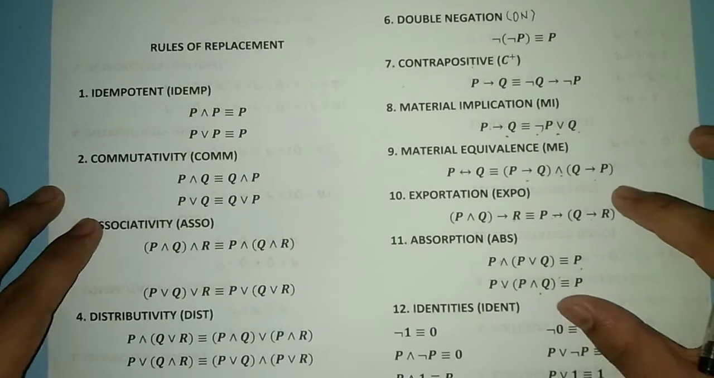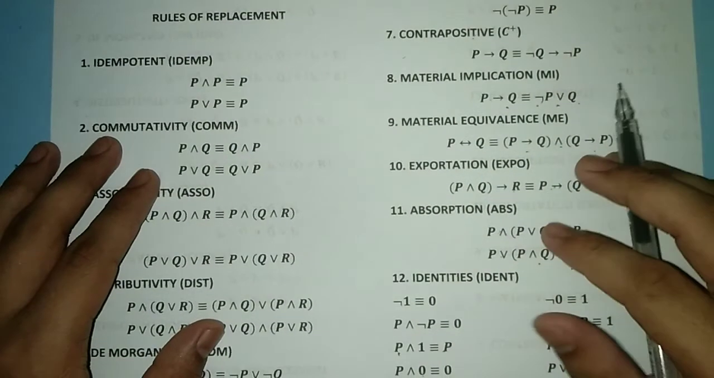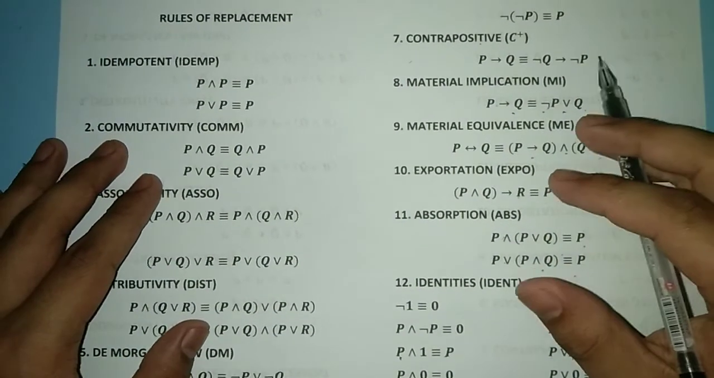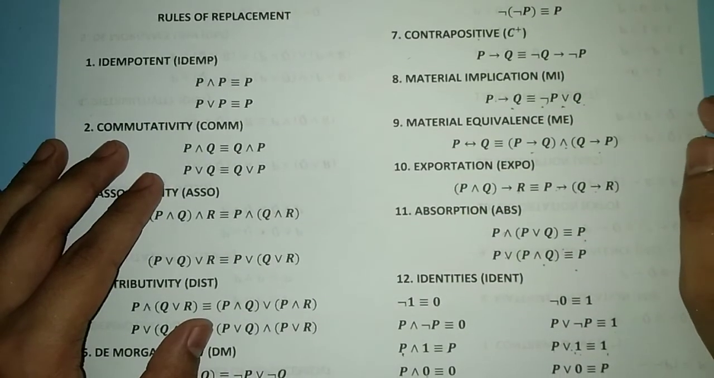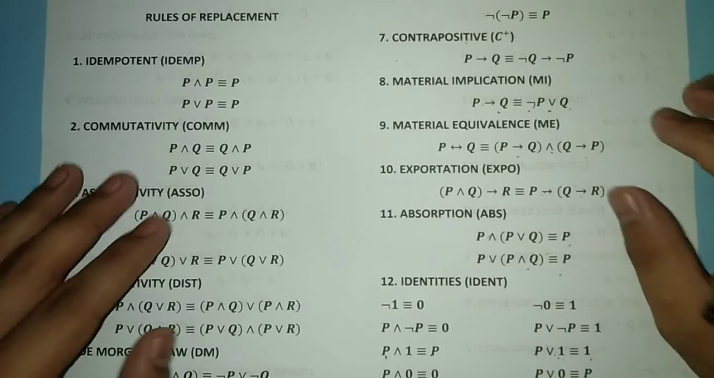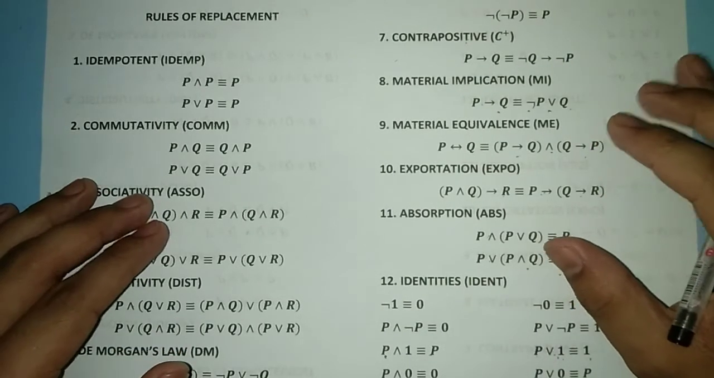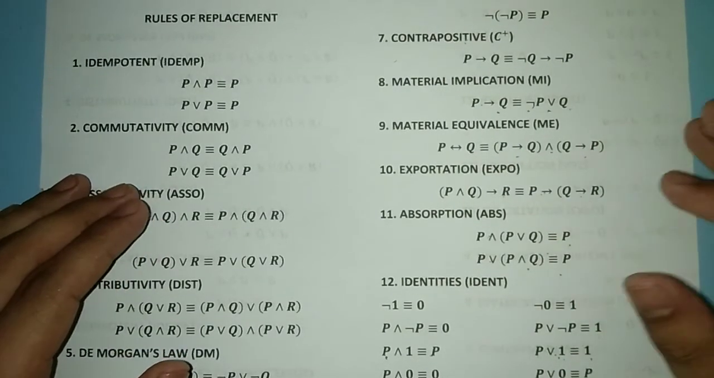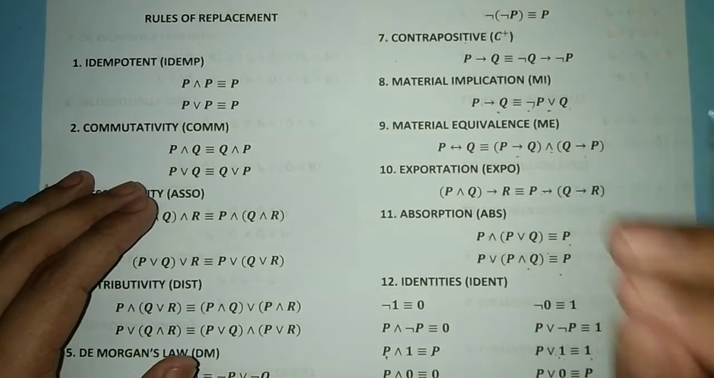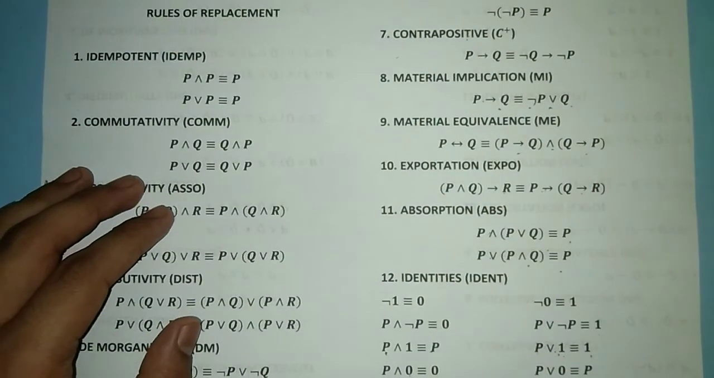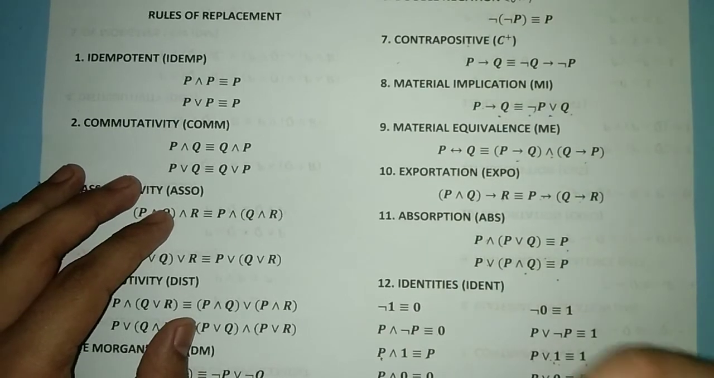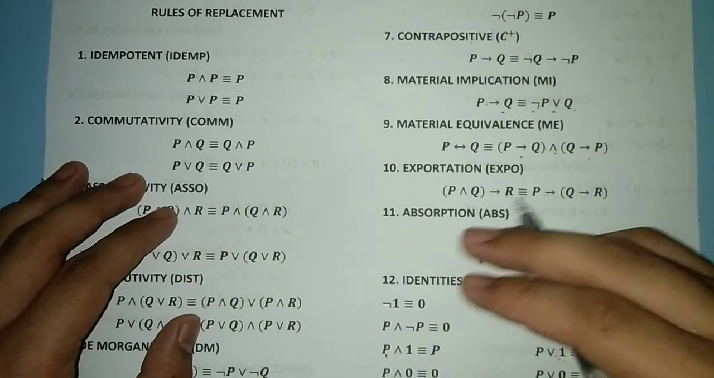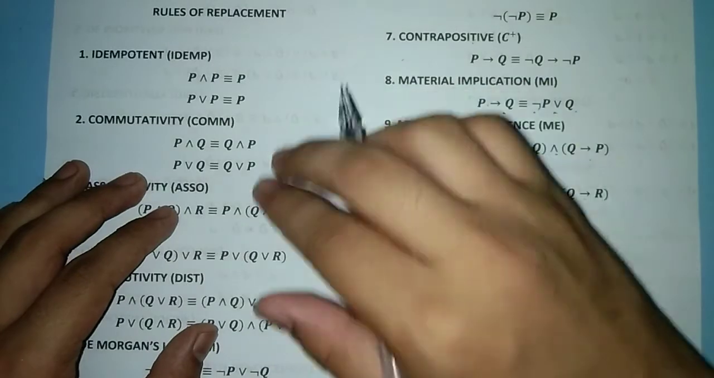Okay, so ito yung 12 rules of replacement na gagamitin natin para i-prove kung yung dalawang given propositions ay logically equivalent to each other. At pwede rin natin gamitin to para kapag meron tayong given proposition, kaya nating mag-provide ng another different proposition pero logically equivalent doon sa original. Okay? So matututunan natin yan.